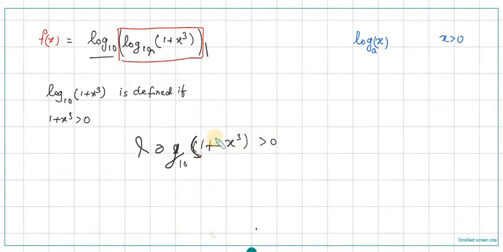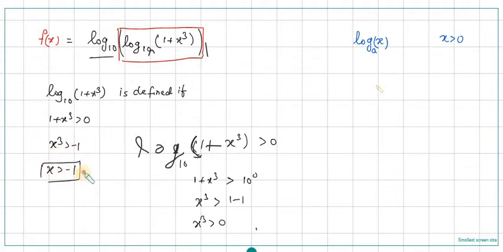Now, this is greater than 0, it means 1 plus x cubed should be greater than 10 to the 0. This base 10 can take this number as its power. So now this becomes x cubed is greater than 1 minus 1, so x cubed is greater than 0. And the other condition says x cubed is greater than negative 1. From this and from this, we are getting that x is always greater than 0, and so this is our domain. We can write x belongs to (0, infinity). Understood?